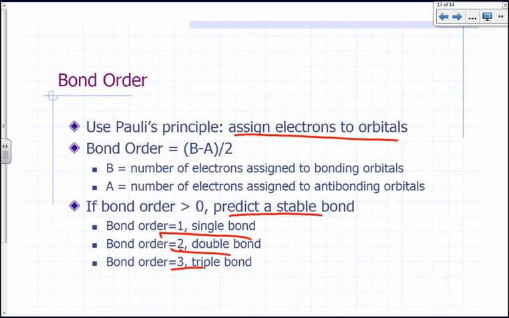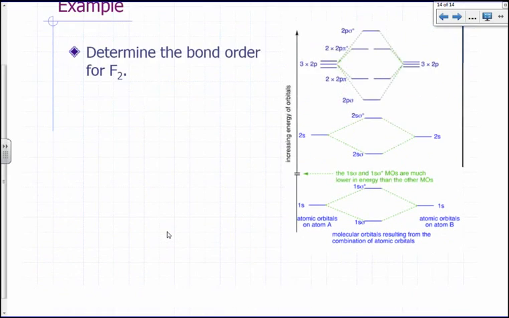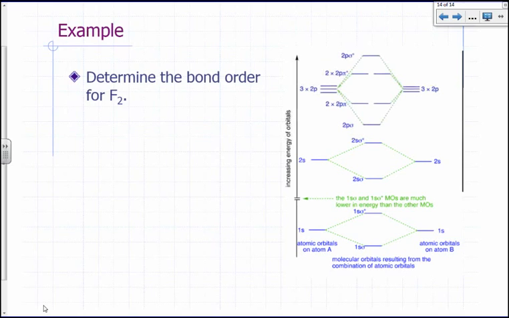What you do is you assign electrons to orbitals just like we do for atoms: 2 electrons per orbital, 1 spin up, 1 spin down, a maximum of 2. And the bond order would just be the number of electrons in the bonding orbitals minus the number of electrons in the anti-bonding orbitals, and you divide that by 2. So let's illustrate that with this diagram. This is the molecular orbital diagram for a diatomic molecule. So this would be applicable, for example, for F2.